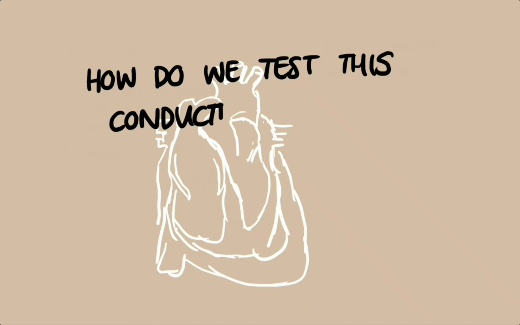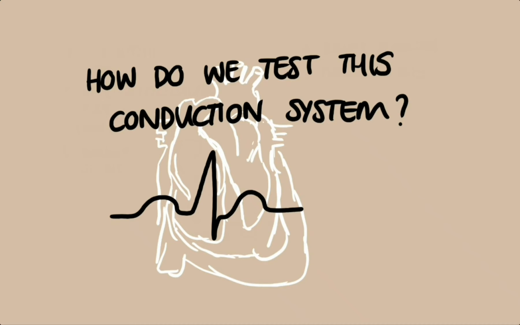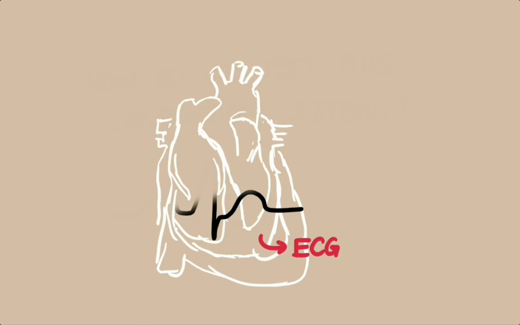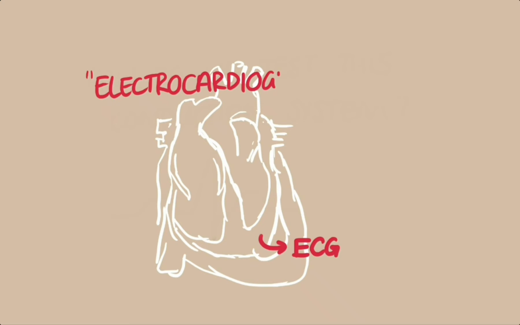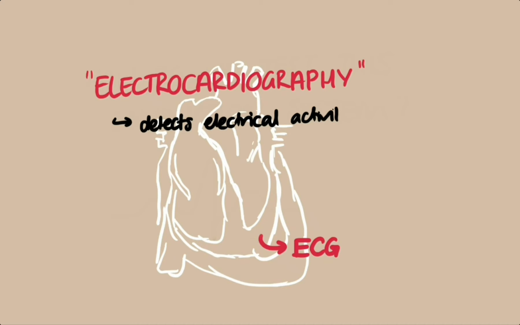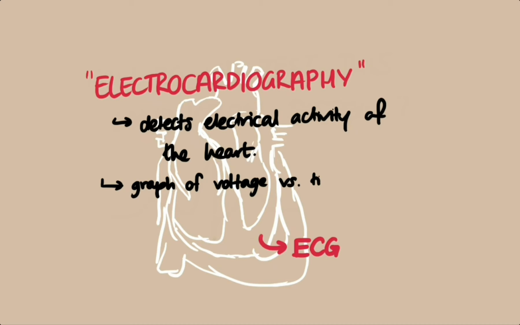So how do we test this conduction system? That's where ECGs come in, known as electrocardiograms or electrocardiography. Electrocardiography basically picks up this electrical activity of the heart, and you can see it as a graph of voltage against time. So how is an ECG trace formed?